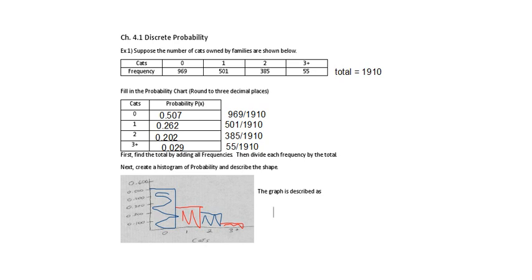And if you had to describe the shape of the graph, I would say it is skewed to the left because the tail is on the left side.